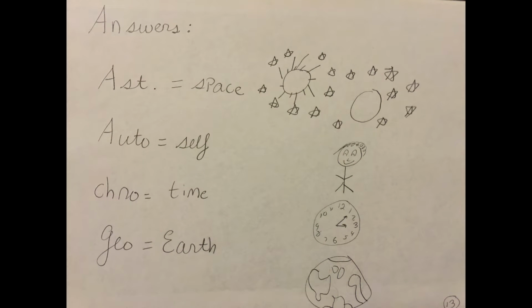Alright, check your answers with the ones provided. How did you do? Did you do better or worse than you thought, and why? The answers are that ast means space, auto means self, chro is time, and geo is earth. Any other words that you think have these roots in them? Make note of them. Look them up in some of the resources available. See if it lists more.